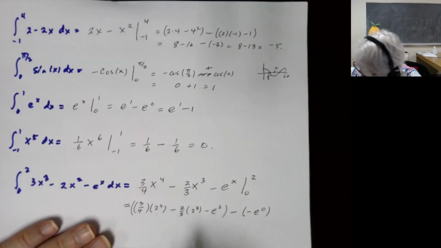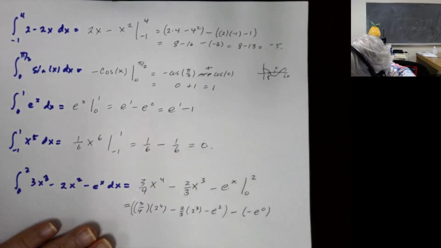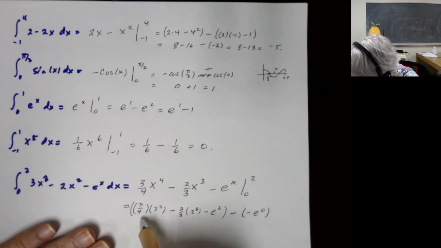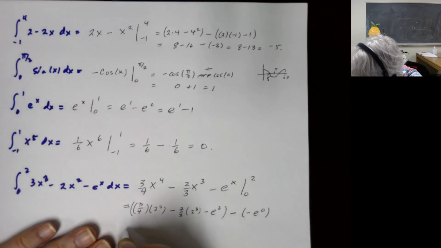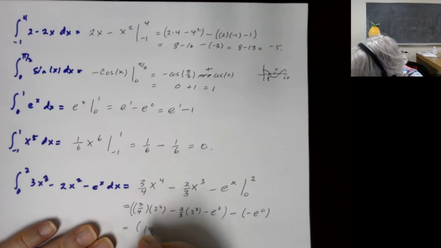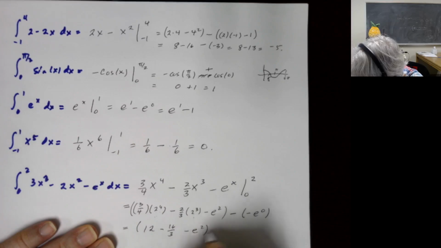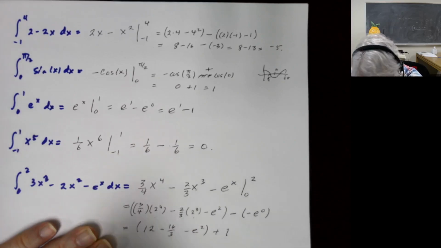And now let's see, what do I get out of this? This one doesn't simplify. This one does. That's 3 times 4. Isn't that a 12? So 12 minus, and then that's 8 times 2, 16 thirds, minus e squared, plus 1.